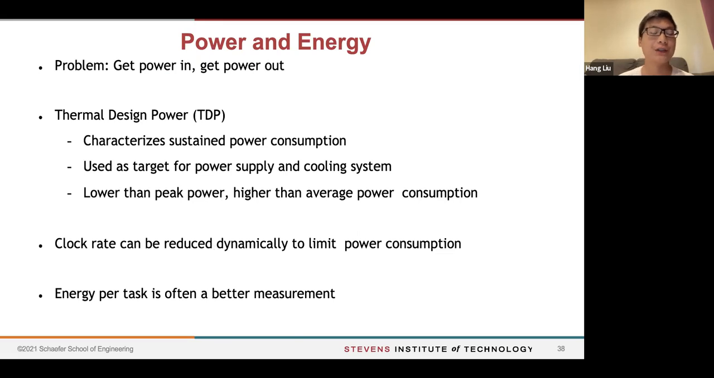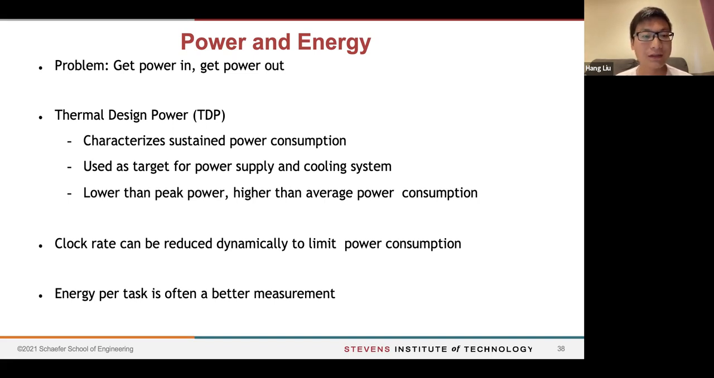Power and energy. The problem definition is how much power you put in and consume requires that much power to remove the heat that is generated. This is actually a very important problem, and I think it became a big problem from 2004, the end of Dennard scaling, that moment.